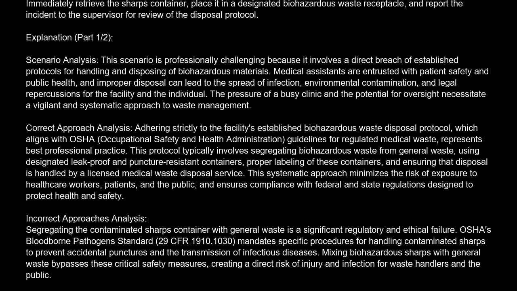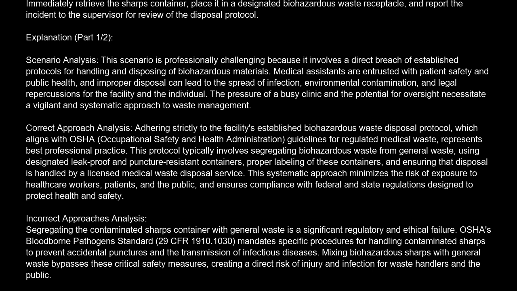An improper disposal can lead to the spread of infection, environmental contamination, and legal repercussions for the facility and the individual. The pressure of a busy clinic and the potential for oversight necessitate a vigilant and systematic approach to waste management. Correct approach analysis. Adhering strictly to the facility's established biohazardous waste disposal protocol, which aligns with OSHA, Occupational Safety and Health Administration, guidelines for regulated medical waste, represents best professional practice.